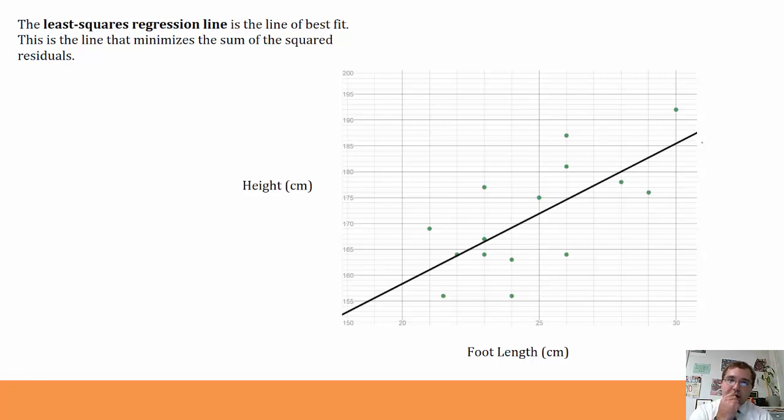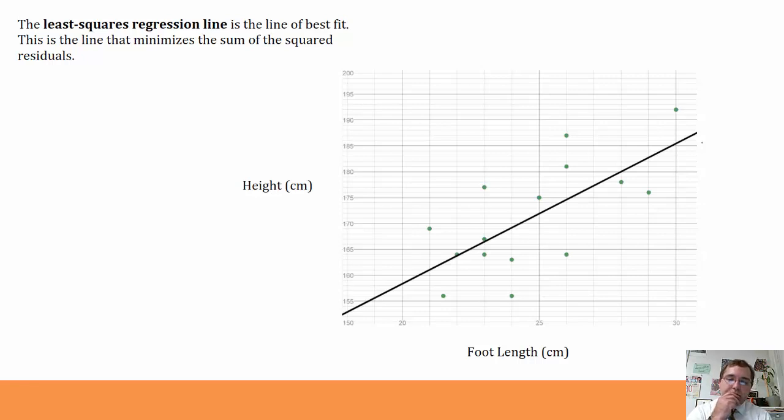Why squared? Because some of the residuals are positive numbers if the actual value is above the predicted value, and some of the residuals are negative numbers if the actual value is below the predicted value, if the point is below the line. And if we just added them up, the positives and negatives would cancel each other out, and it wouldn't be very helpful. We could take the absolute value, but in statistics, the preferred method of making things positive is to square them. Just like when we were calculating the variance, we squared the difference between the number and the mean.